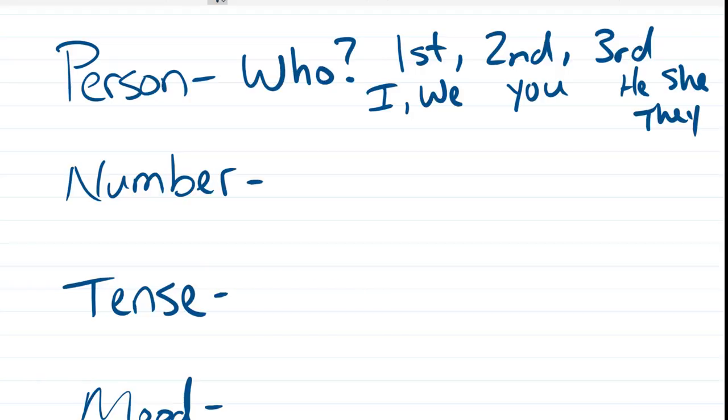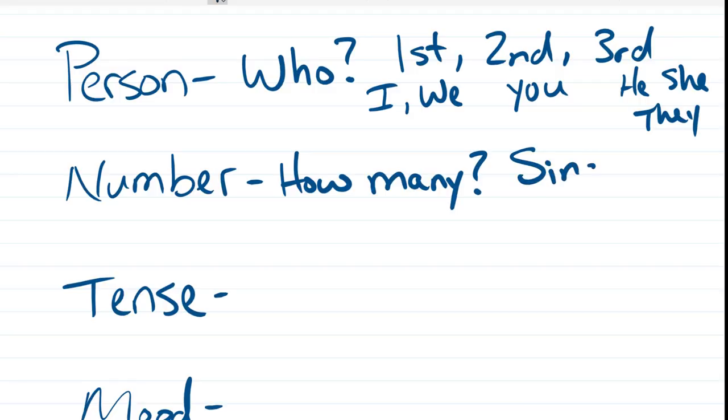That's person. Number is just how many. And you have two options here, right? And it could be either singular or plural. And those are really your options there. I is singular, but we is plural. He, she, or it is singular, but they is plural.